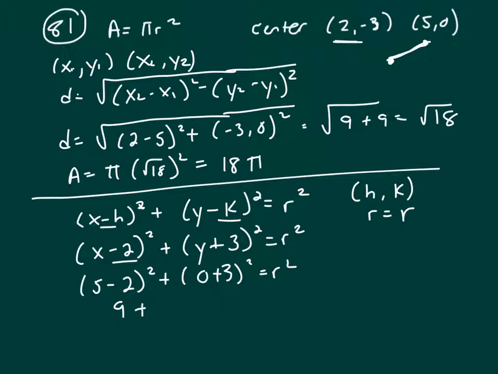So that gives you 9 plus 9 is r squared. 18 is r squared. So you plug that in for r squared and you get 18 pi. Either way.